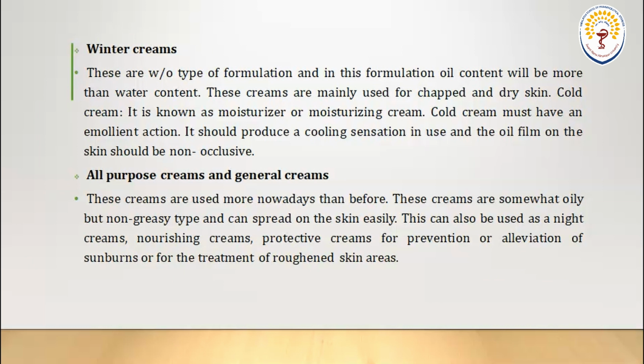Next, winter creams. In winter our skin gets dry, so this type of cream is a water in oil type of formulation. In this formulation, oil content will be more than water. These creams are mainly used for chapped and dry skin.